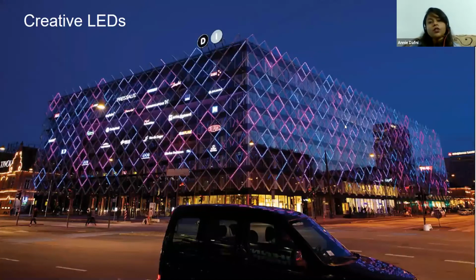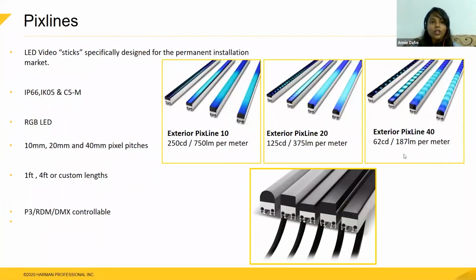Okay. So moving on, the last kind of variant in the Martin portfolio is the creative LED. This is a very new upcoming trend in facade lighting, where you can convert your building facade into a media facade, where you can run low resolution videos and abstract patterns. In this particular range, we have the Pixlines. They are LED linear sticks, which are specifically designed for permanent installation.